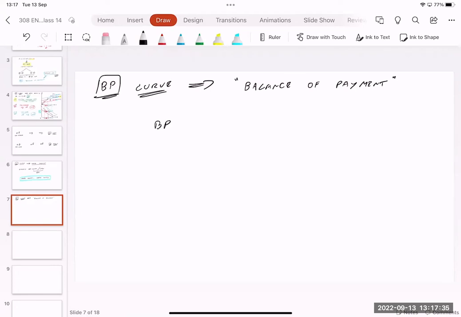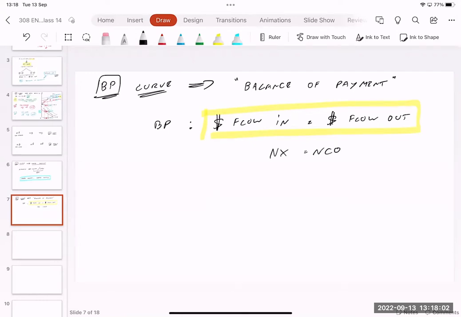The BP curve represents the situation where the money flowing in is equal to the money flowing out, which comes from chapter 2, NX equals NCO. You should know that NX is X minus M and NCO equals saving minus investment. This is how the BP curve is represented: the money flowing in equals the money flowing out, NX equals NCO.